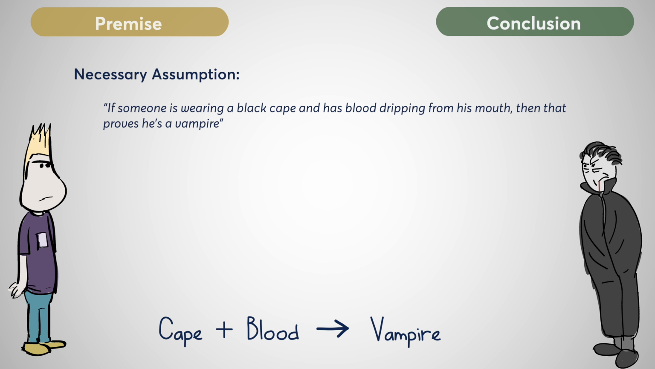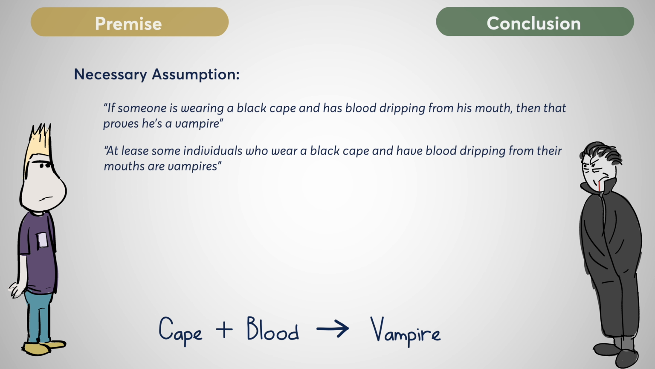Other assumptions that are necessary include smaller, weaker versions of the core assumption. For example, at least some individuals who wear a black cape and have blood dripping from their mouths are vampires. That's necessary for this argument to work because if it weren't true, if nobody who's wearing the cape and has the blood dripping is a vampire, then the conclusion doesn't automatically follow from the premise. In fact, the conclusion would be false.